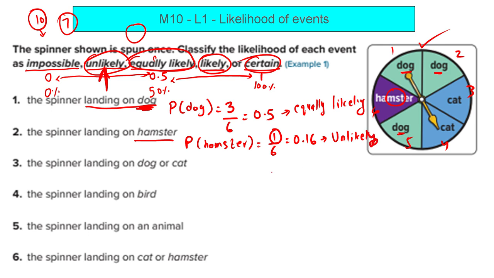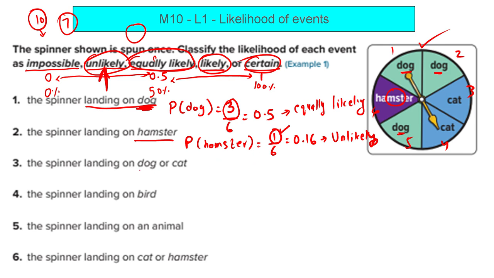Just do the half of total. Total is how much? 6. What is half of 6? 3. If the number here is less than 3, yani unlikely. If the number here is bigger than 3, yani it is likely. If it is equal to 3, yani equally likely.